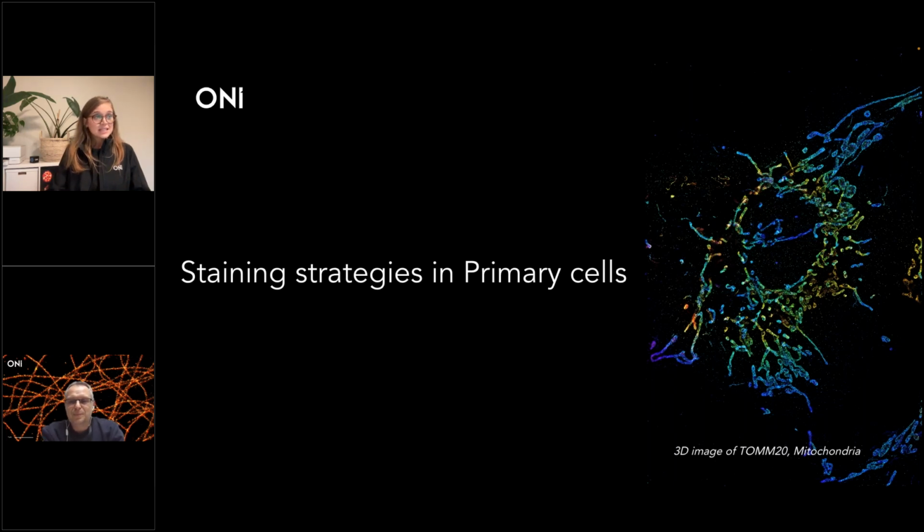I see. And one of my questions is regarding multicolor capabilities. Can I do multicolor in cell lines as well as primary cells? I'm going to combine it with a LinkedIn question. How do I make sure that my signal is very well separated when I do multicolor imaging?